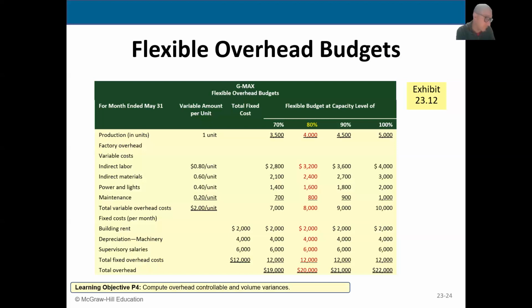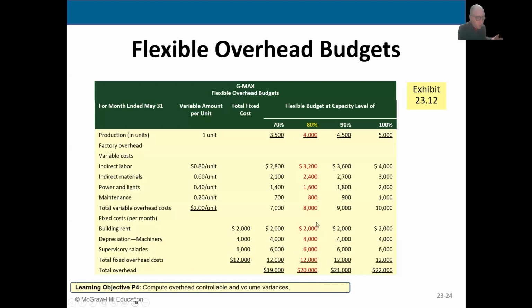So here we have a flexible budget. And you'll notice that we have 4 levels of capacity for this flexible budget: 70, 80, 90, and 100%. In this case, we came in at 80%. And because of that, we are saying that we're going to produce 4,000 units. These are our variable costs. It's $2 per unit, right? So $2 times the 4,000 gives us 8,000 total variable overhead costs. The rest of it's fixed, 12,000. 8 plus 12 gives us $20,000 of total factory overhead. So that's cool that we figured that out based off of a flexible budget.